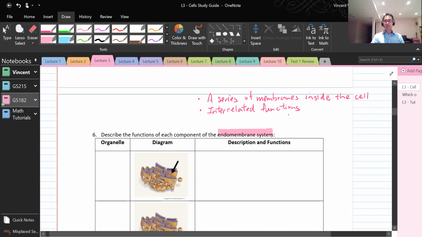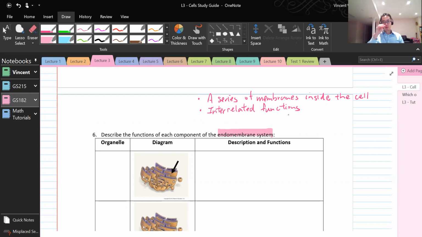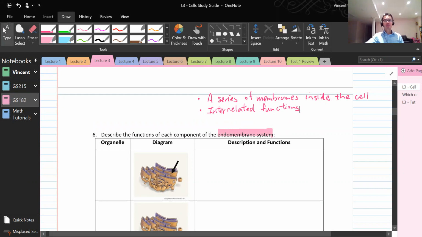On the next quiz, number 2, which covers chapters 3 and 4, there might be some diagrams. I might show you a picture and ask you what it is. So make sure you're able to identify them.